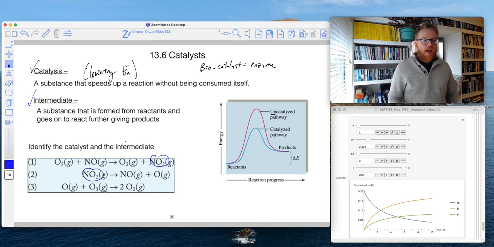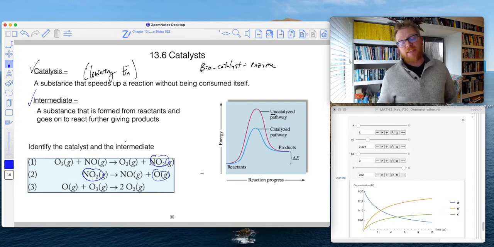Okay. And now you notice we actually have another intermediate here. Now an oxygen atom is created, which is unstable. So it's going to continue to react until it makes something stable. So there it is there. And in this mechanism, it reacts with O3 to form another O2, which is stable.